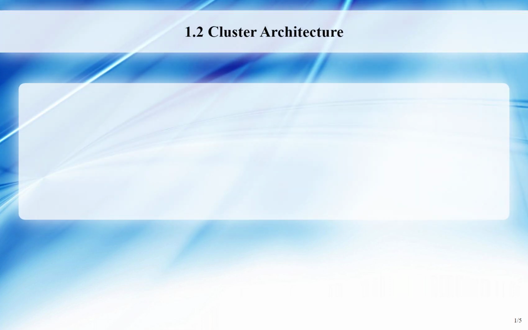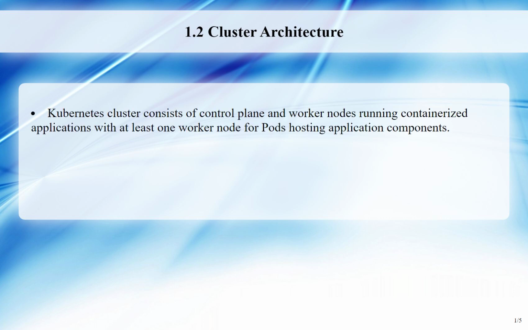Chapter 1.2 Cluster Architecture. A Kubernetes cluster is composed of a control plane and worker nodes that run containerized applications. Each cluster requires at least one worker node to run pods, which host the components of the application workload.